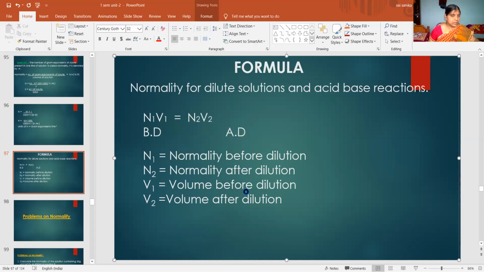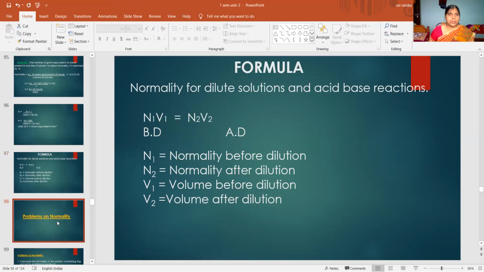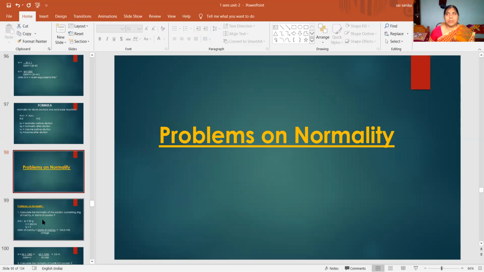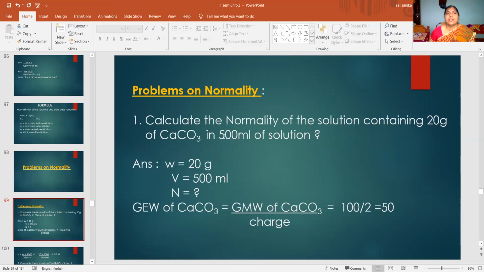Okay, now go to problems on normality. So now we'll see the problems one by one. First problem: calculate the normality of the solution containing 20 grams of CaCO3 in 500 ml of solution. So, same as molarity problems.